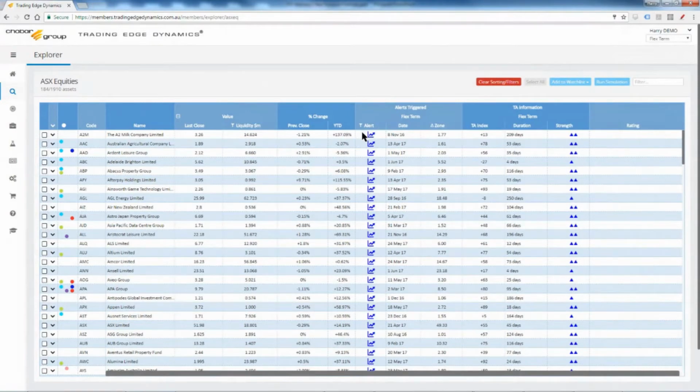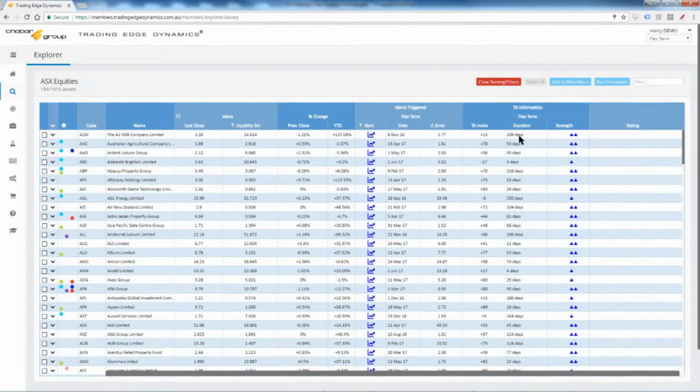I guess I should perhaps explain a little bit more about these columns. Very simple. We have the last traded value, the liquidity of the stock, the previous close, and the year-to-date movement in percentages. The last trend triggered for that stock, bearish or bullish, indicated by the arrow, and the date at which it triggered, and the value at which it triggered, the delta zone value, the blue line we saw on the chart. We have some other TA information here, a measurement of TA index, which is a measure between plus or minus 100, which is measured by the 10 indicators we use, and we have the duration, how long since that date.